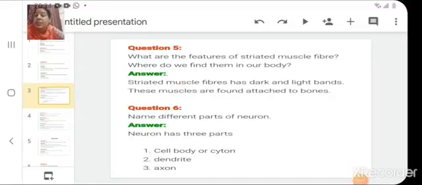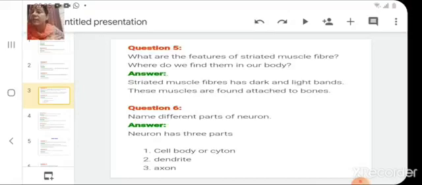These striated muscle fibers are called striated because of a certain special characteristic feature in their structure. That special characteristic feature is the presence of dark and light bands on it, and these dark and light bands occur alternatively one after the other. Suppose it is a dark band, this is a light band. So it will be again a dark band, then light band.